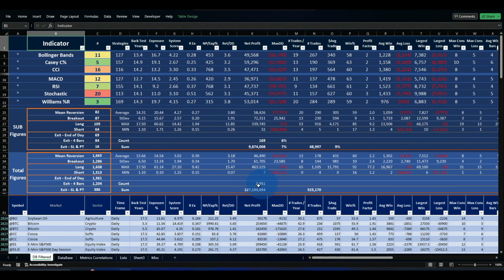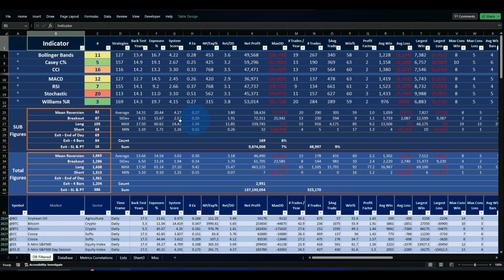So as you can see, we have 2,951 strategies that pass the robustness filter. This robustness filter is only for the edge. Those 3,000 strategies produce about 500,000 trades. So we're still very well in terms of numbers.